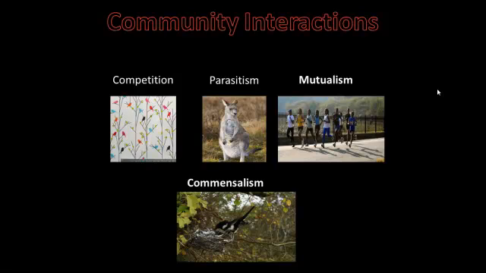Right, parasitism. An easy one here is just the eastern grey kangaroo and the flea, the common flea. The flea bites into the kangaroo, gets its blood, gets its nutrients, whereas the kangaroo is just hopping around with that little annoying pest on him.